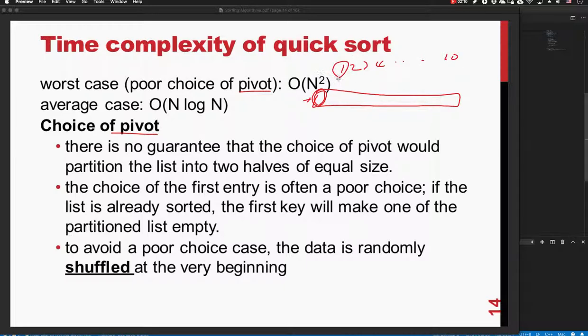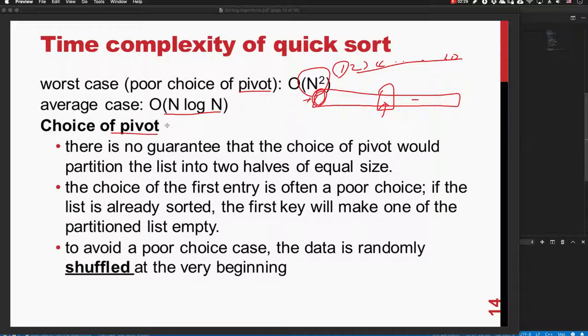Then we don't have two partitions. Always we will have one partition only. Then the quicksort will run into n squared. But if we choose a pivot approximately in the middle of the array, then it would be n log n.